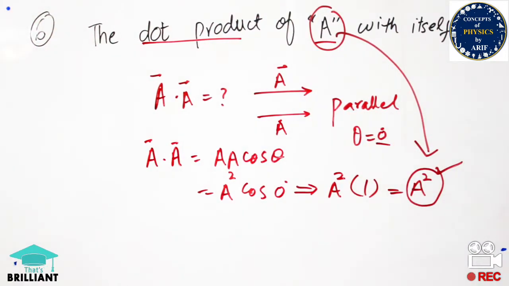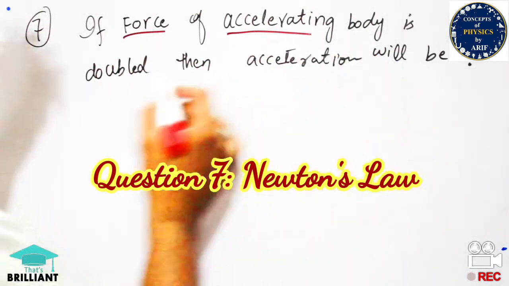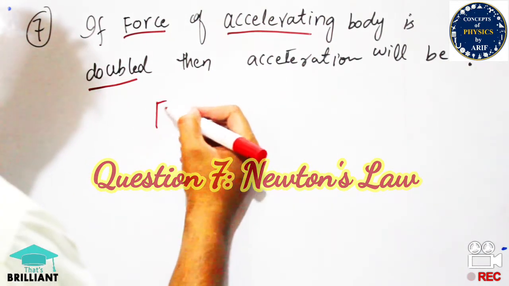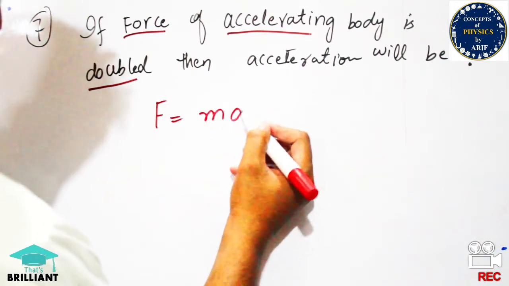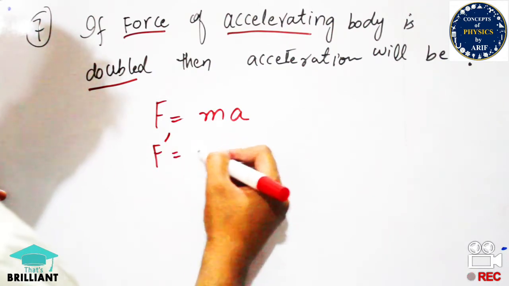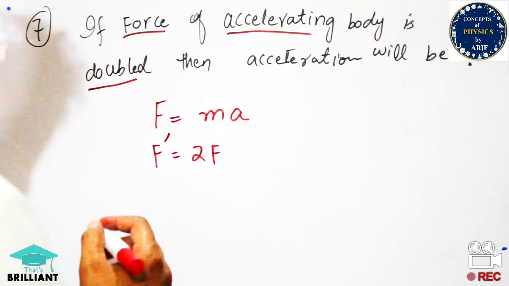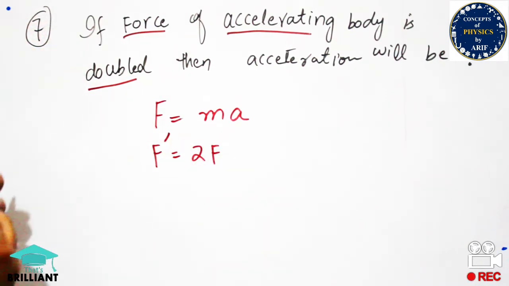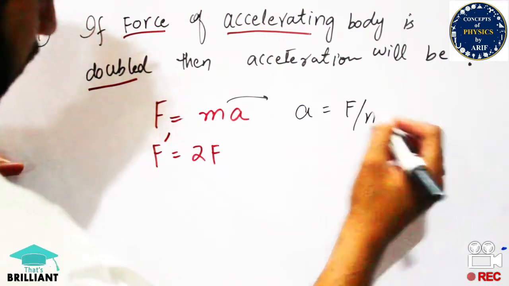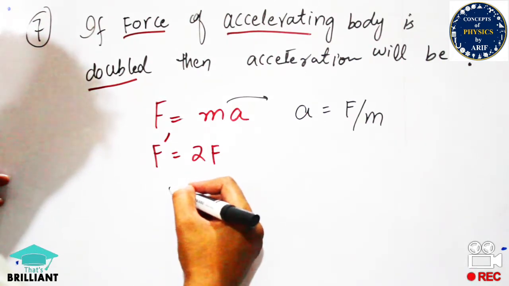The next question is: if the force on an accelerating body is doubled, then its acceleration will be? From Newton's second law of motion, F is equal to ma, we can directly say that force is directly proportional to acceleration. If force is doubled, then acceleration will also double. In order to prove that, I have assumed that F prime is 2F, because force is doubled. What will be the effect on acceleration? I said previously that acceleration will also double, and I will prove that in this question.